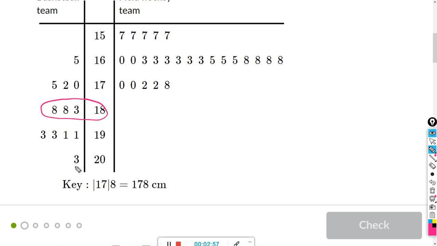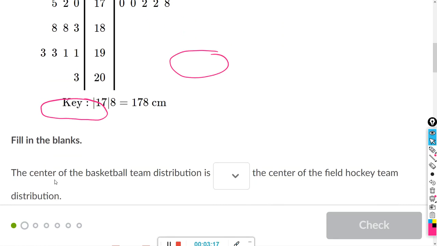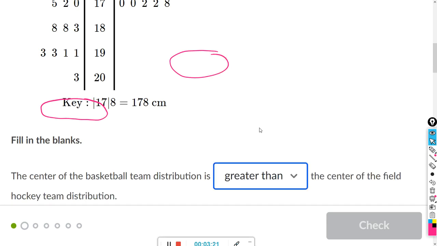Because remember, these are written in order from least to greatest. So the center for the hockey team is less than the center for the basketball team. Alright, they said it the other way around. The center of the basketball team is going to be greater than the center of the field hockey team. Which makes sense. The basketball players are generally taller.